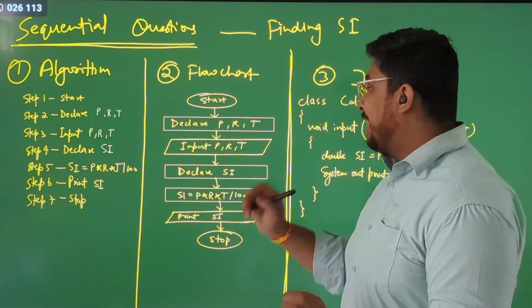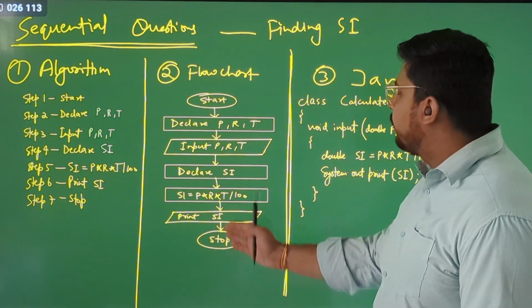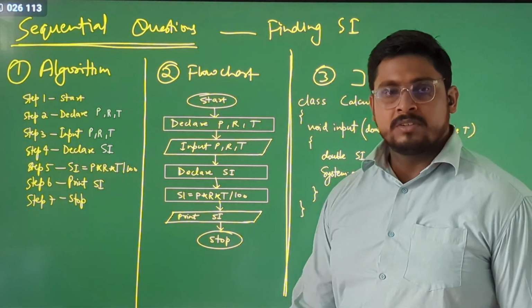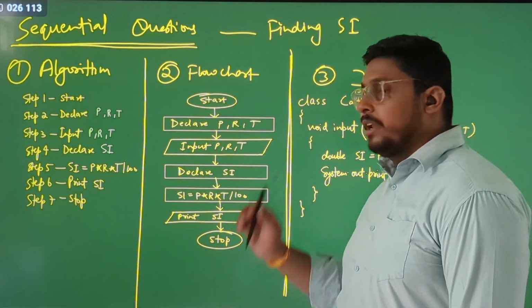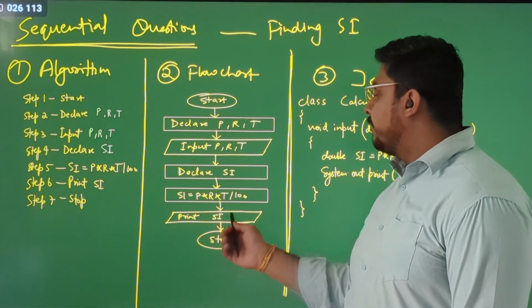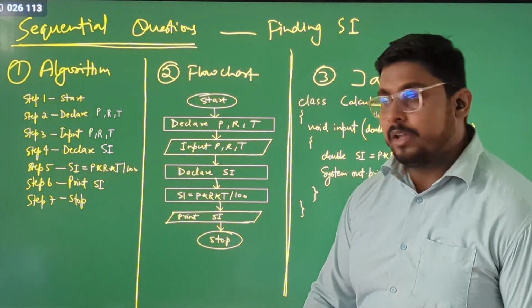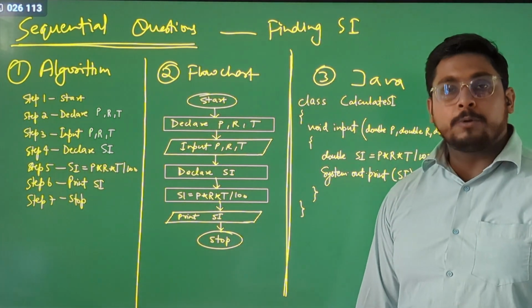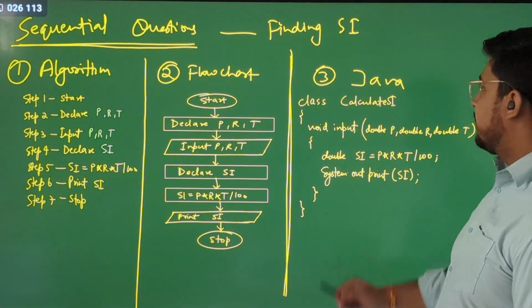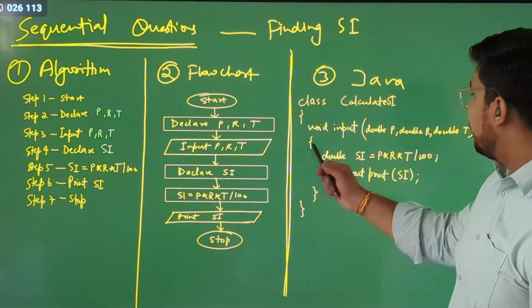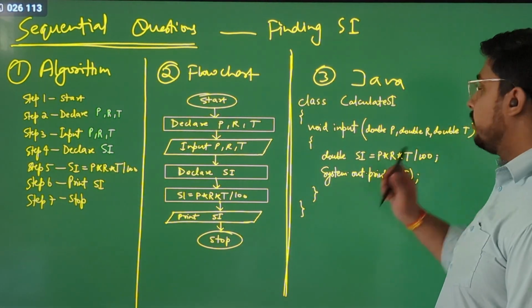You have to remember these points. After that, while designing a flowchart, we saw that there is a continuous flow of the program from top to bottom. Start and then we declare the variable. We then take input of the variable. We then declare SI, then we calculate SI, and then we print SI, and then stop. In the same way, when we were learning about the programming part, what did we do? We wrote the class name as calculate SI. Then we took input of these three variables, that is P, R, and T.